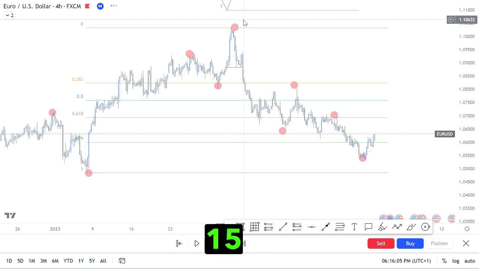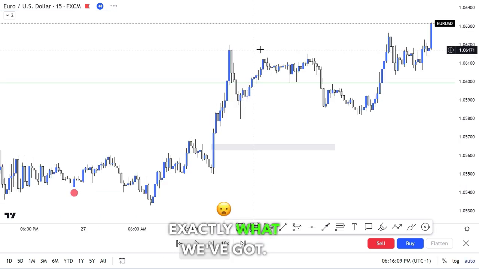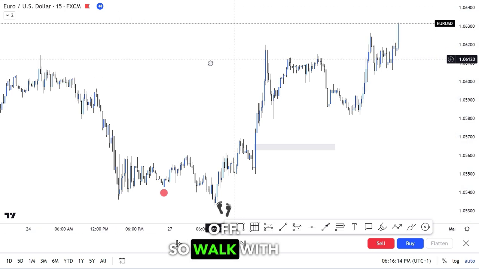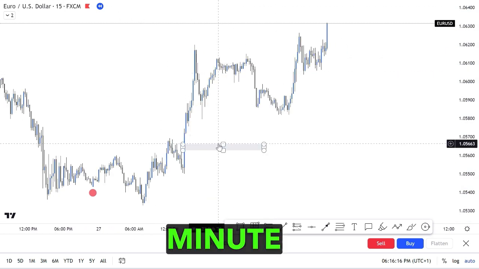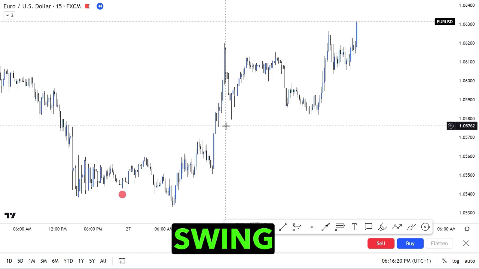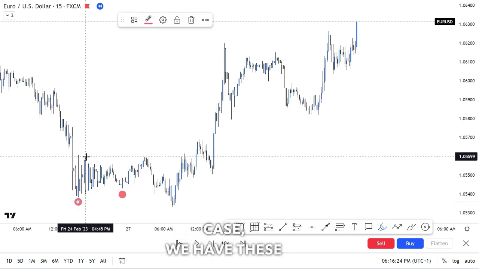So we'll go to the 15-minute time frame. On the 15-minute time frame, this is exactly what we've got. So we're going to clear this off and work with what we have on the 15-minute time frame. So first thing first is what? You mark your swing points. Understand the swing points. So in this case, we have this and this.